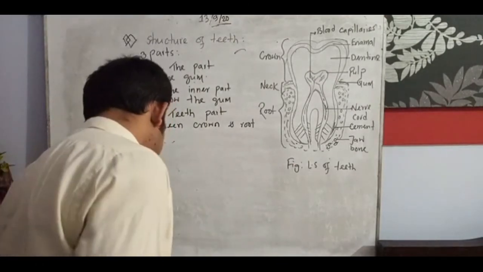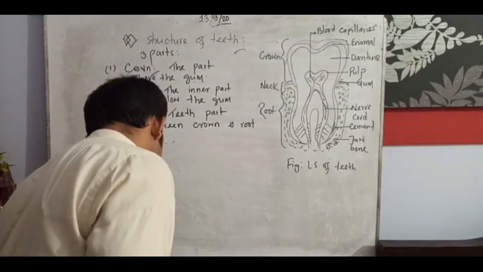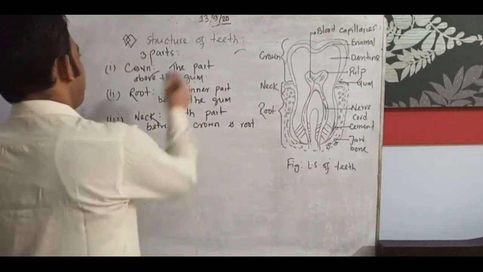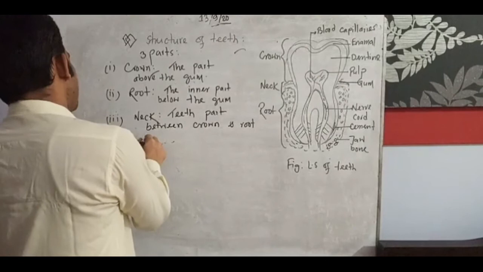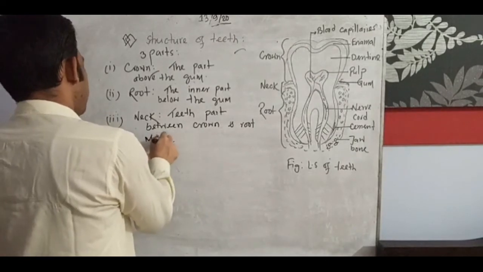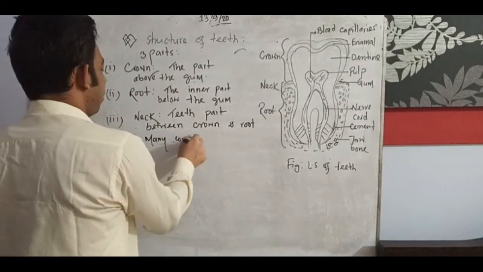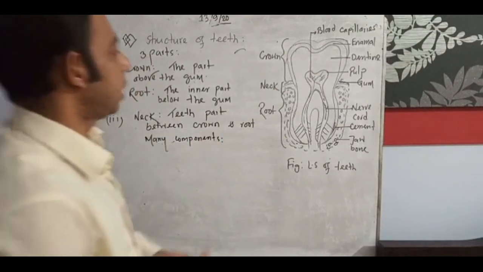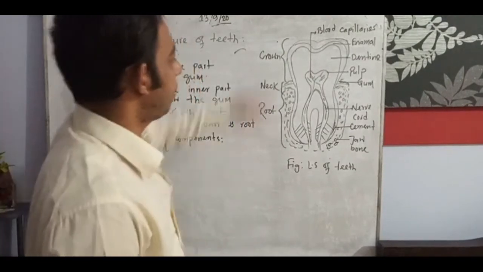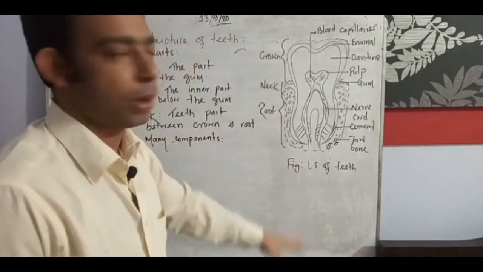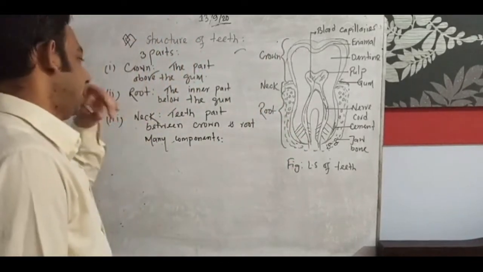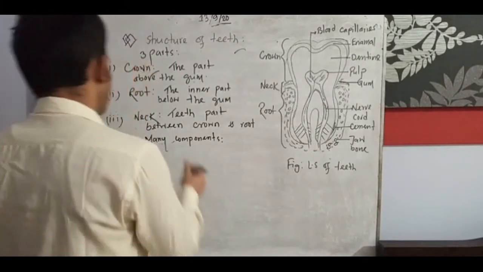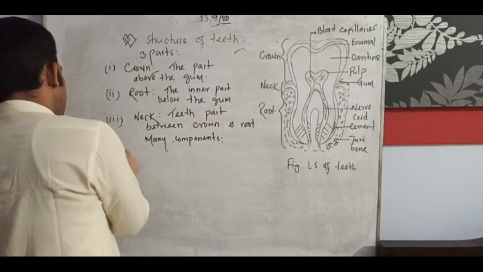Besides these, we can see the tooth components: three parts and many components. Three parts we have seen: the crown, neck and root. The crown is the upper part, the neck is the middle part, and the root is the lower part, below the gum. Now, what are the important components that we can write about?